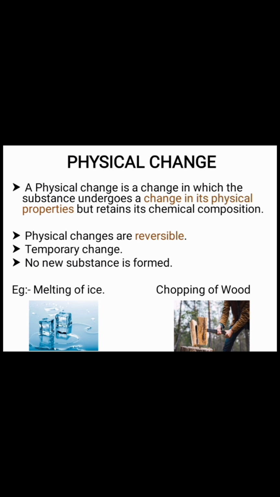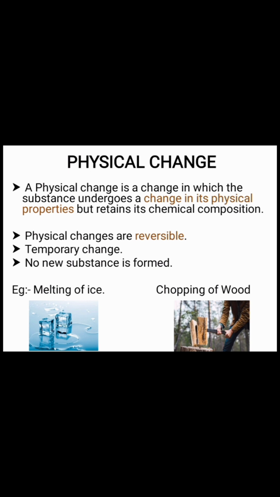They are physical change and chemical change. Now note it down: physical change and chemical change. Physical change: a physical change is a change in which a substance undergoes a change in its physical properties but retains its chemical composition. When a substance undergoes a change in its physical properties such as size, shape, color, it can be called a physical change.